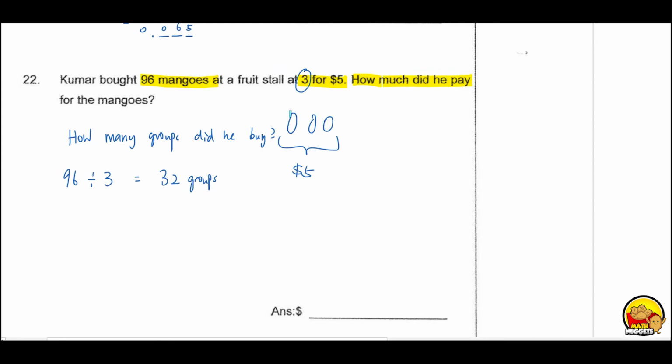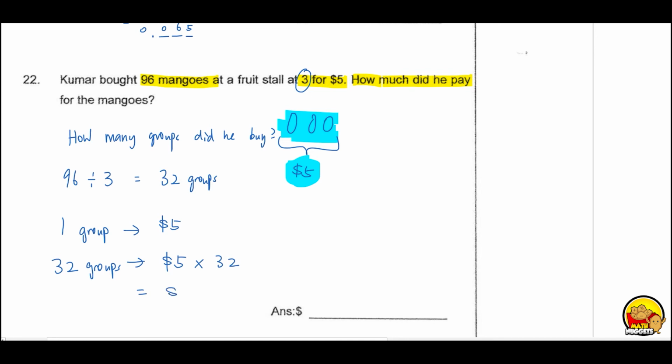Now, each group of 3 costs $5. So you think about it, huh? One group costs $5, right? So if he bought 32 groups, how much would he be paying? 32 times of the $5, which will give us $160.